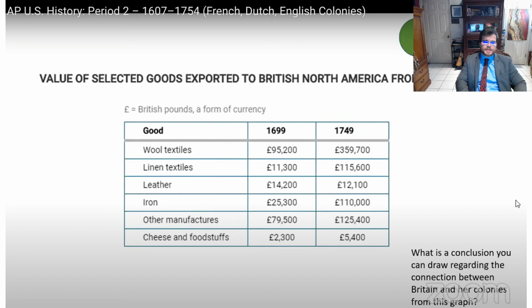Value of selected goods exported to British North America from England. Mercantilism. What's happening to the exports?